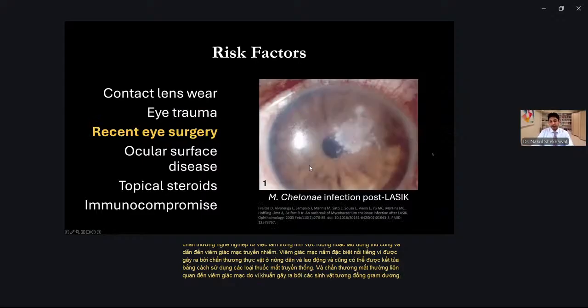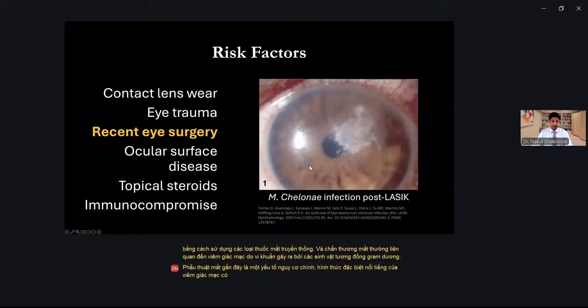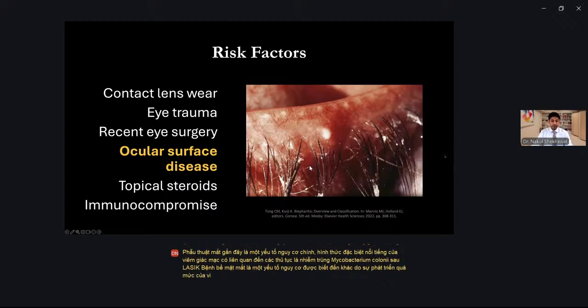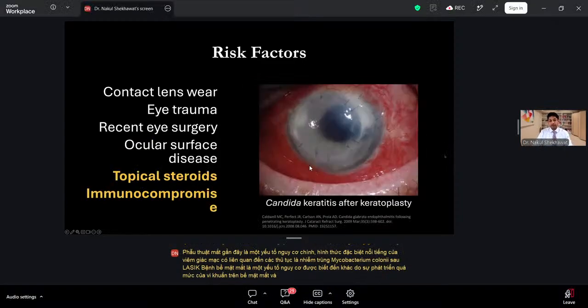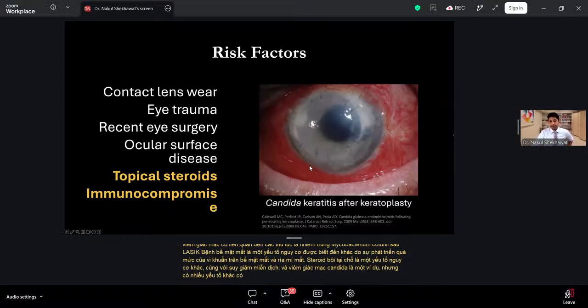Recent eye surgery is a major risk factor, a well-known particular form of keratitis that is associated with procedures as Mycobacterium chelonae infection after LASIK. Ocular surface disease is another known risk factor due to the overgrowth of bacteria on the ocular surface and the eyelid margin. Topical steroids are another risk factor, along with immunocompromise. And Candida keratitis is one example, but there are many others that can occur after keratoplasty.